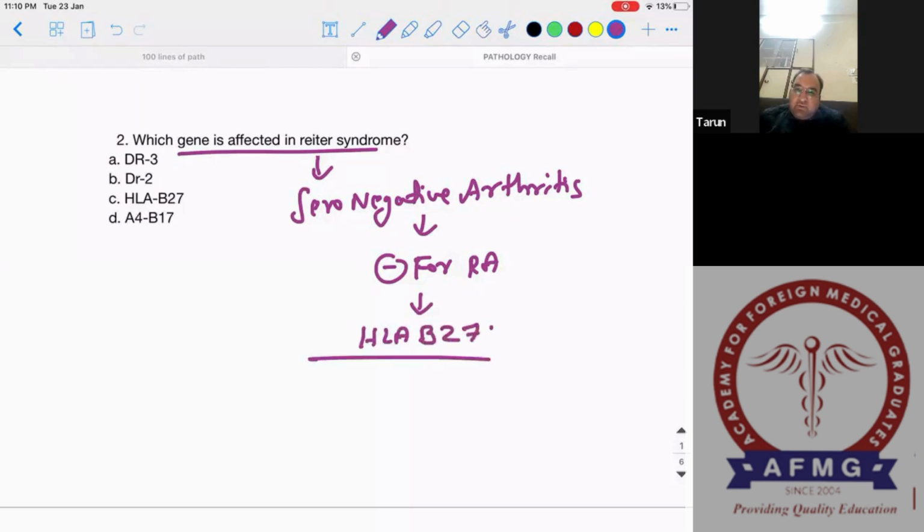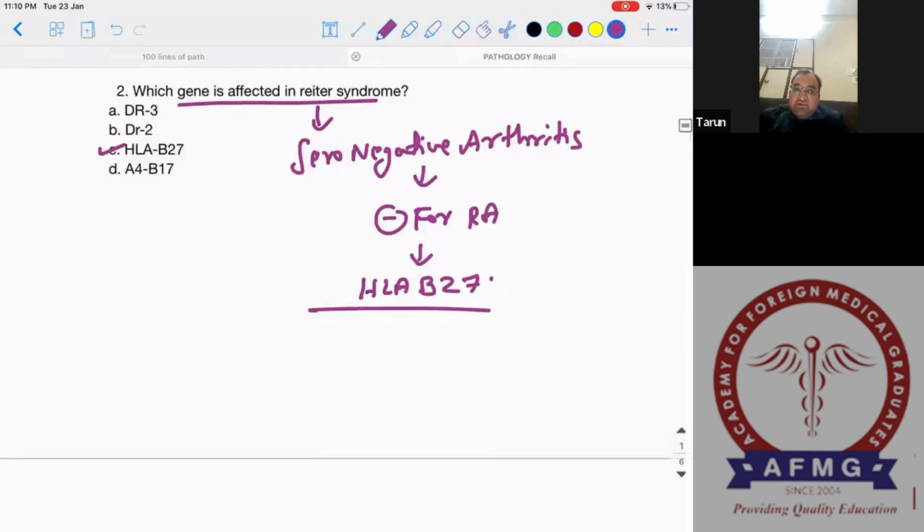So it's a very straightforward question, very straightforward answer: HLA B27. Actually it's not a gene, I think it must be an HLA. It should be like which HLA is associated with Reiter syndrome, that is a seronegative arthritis. There are certain conditions which fall into the same category of seronegative arthritis. One of the conditions is Reiter syndrome. Others are ankylosing spondylitis and psoriatic arthritis.